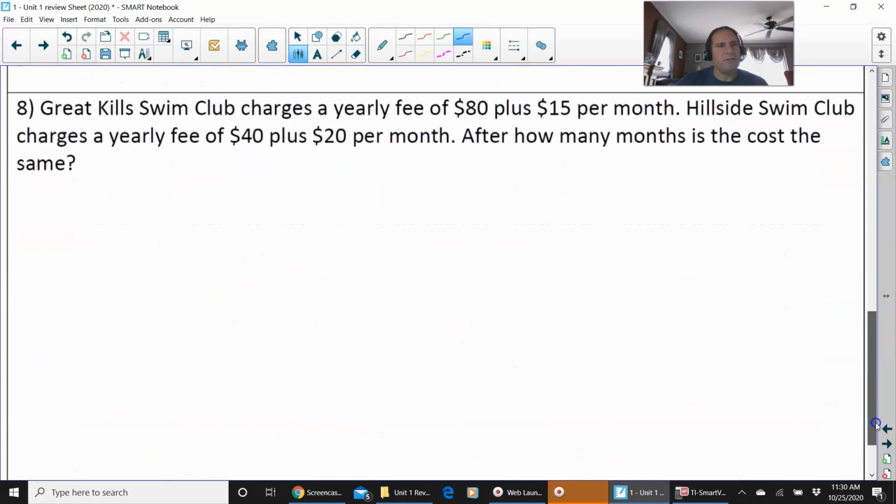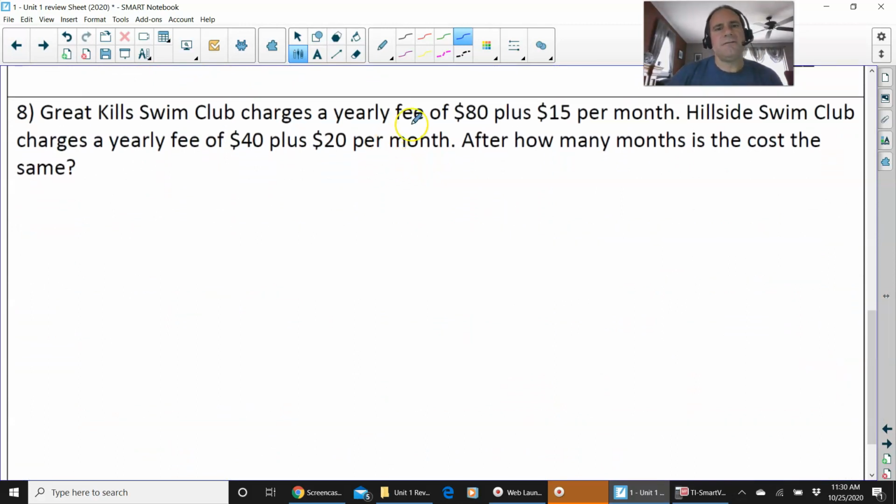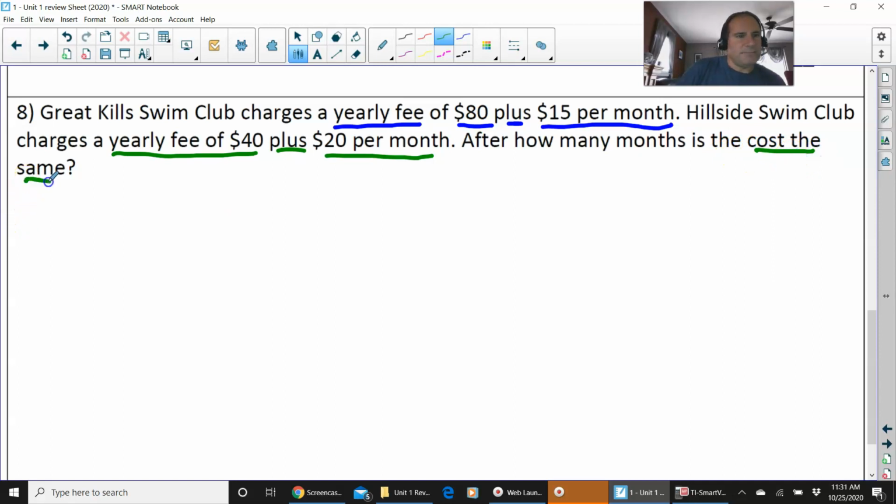Number 8, Great Hills Swim Club charges a yearly fee. Let me underline yearly fee of $80 plus $15 per month. Hillside, and I'm going to do this with a different color. It charges a yearly fee of $40 plus $20 per month. After how many months is the cost the same? Go ahead, try this problem, press pause now.